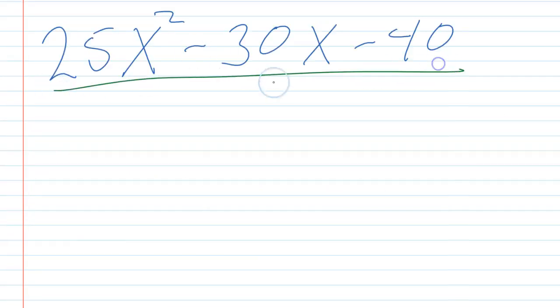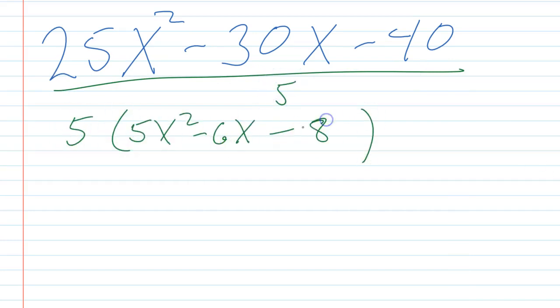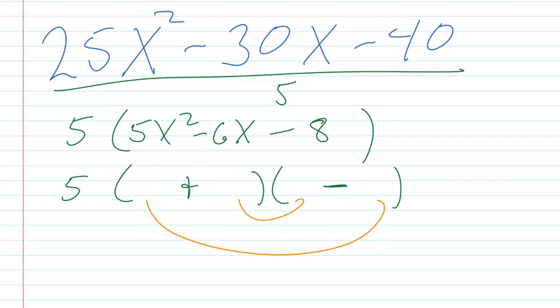Okay, like always, we take out a GCF. Then we can build our house. Always remember that GCF comes with you no matter where you go. Because the end is negative, that means I'm going to have a positive and a negative. Then we start filling things in.